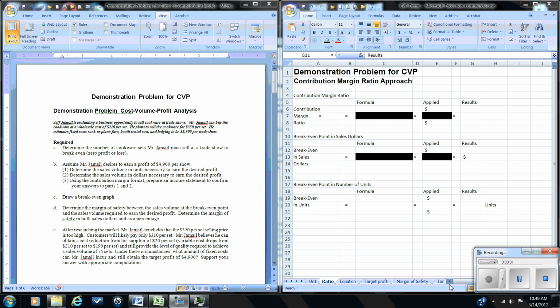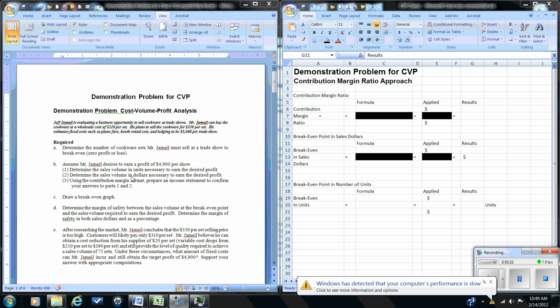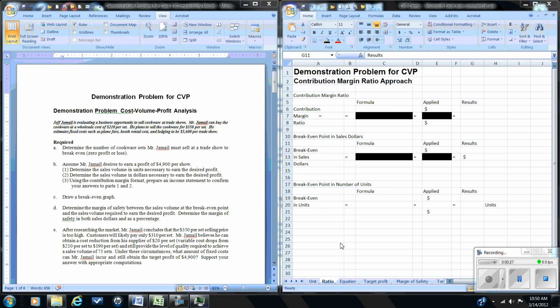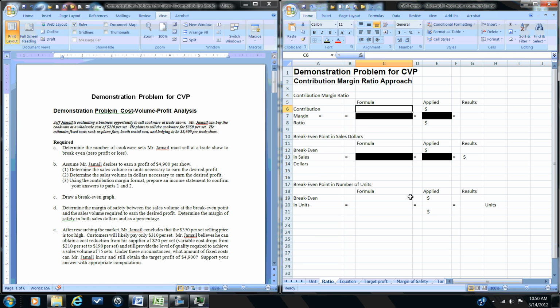This next video is a continuation of our CVP demonstration problem. We have completed doing the break-even analysis using the contribution margin per unit approach. This approach uses the contribution margin ratio. So we're going to be using the same facts as we did in the first video, except now we're going to be determining the contribution margin ratio.